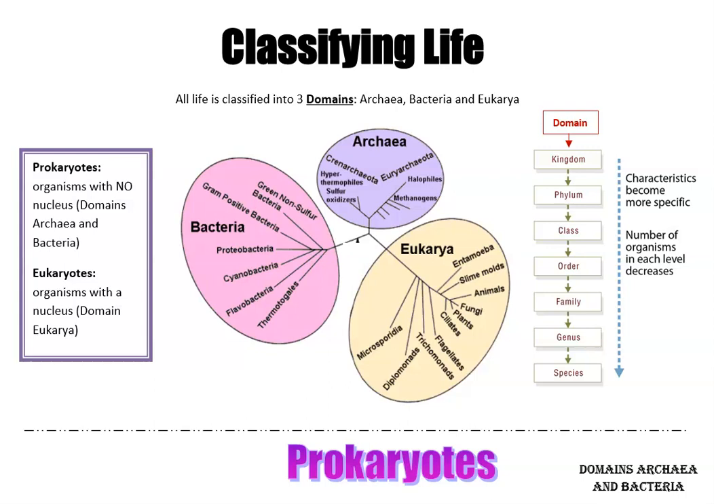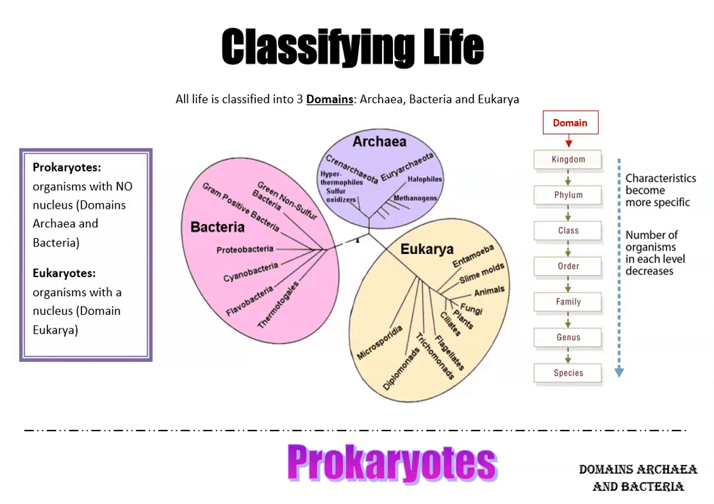All life is classified into three domains: archaea, bacteria, and eukarya. We have prokaryotes and eukaryotes. Prokaryotes are organisms with no nucleus, and they're going to be the domains archaea and bacteria. Eukaryotes are organisms with a nucleus, and they're the domain eukarya.